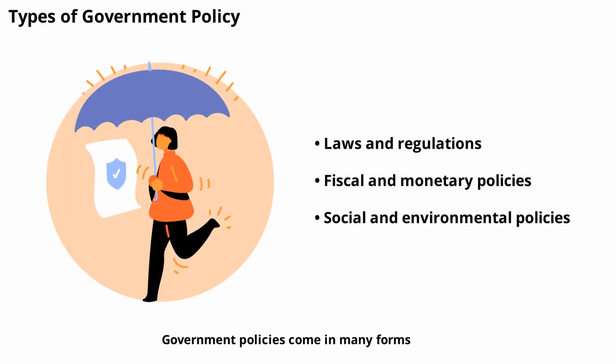Government policies come in many forms. Some are laws passed by legislatures, while others are executive orders or regulations set by government agencies. There are also fiscal policies, which deal with government spending and taxation, and monetary policies, which control the money supply and interest rates. Social policies address issues like healthcare, education, and welfare. Environmental policies focus on protecting natural resources. Each type of policy serves a different purpose, but all aim to improve society in some way.